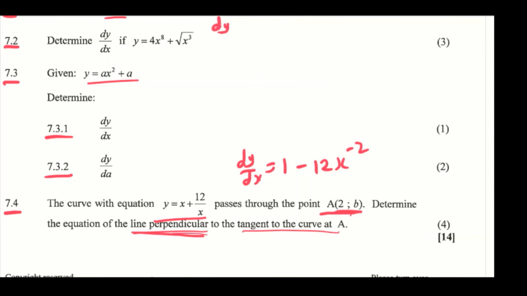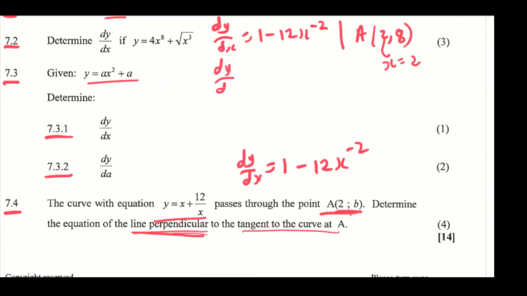So dy/dx is equal to 1 minus 12x to the power of minus 2. But we need to remember that it passes through this point (2, 8). We found b to be 8. So we're just going to substitute this x value of 2 and find the actual gradient of this tangent. 1 minus 12 into 2 to the power of minus 2 should get your gradient to be minus 2 if you punch it in your calculator.